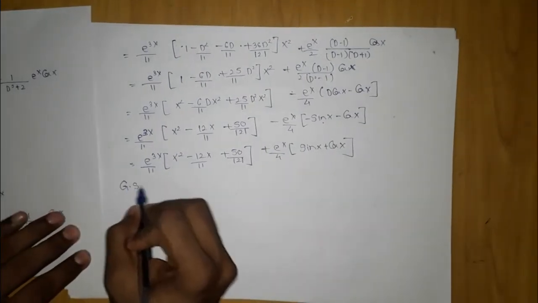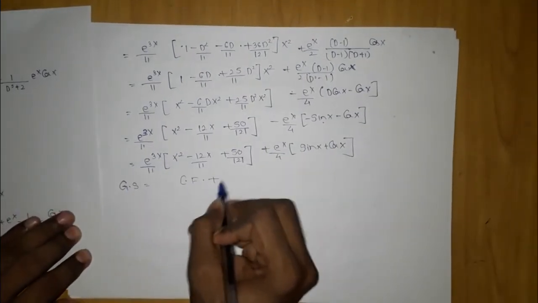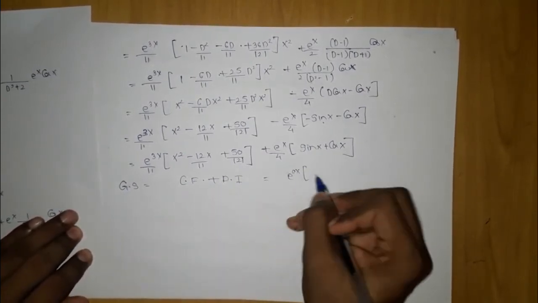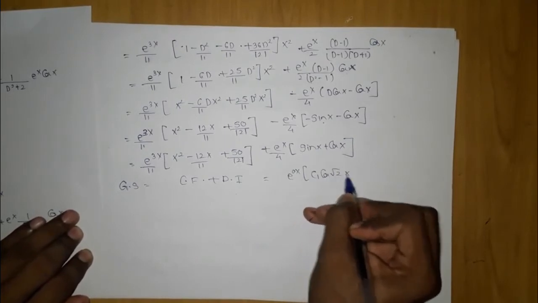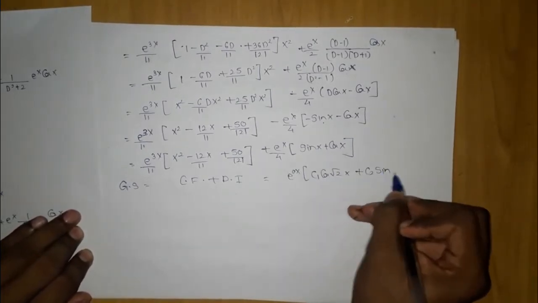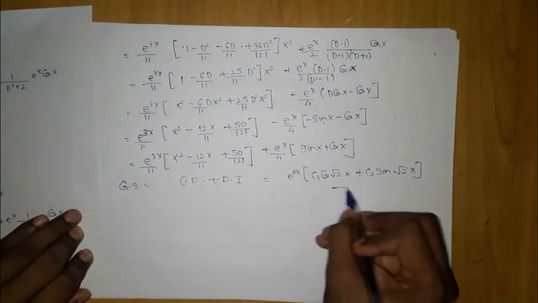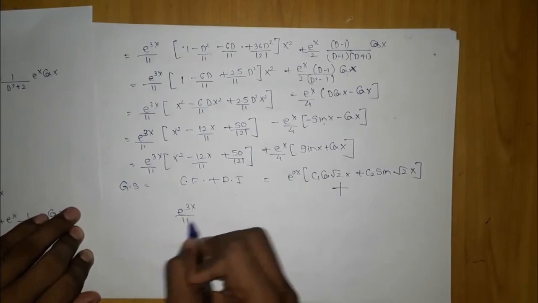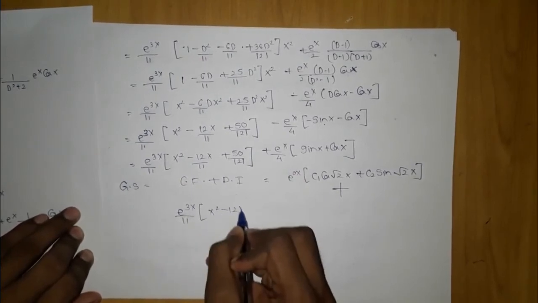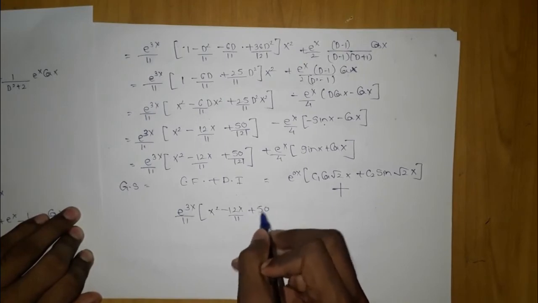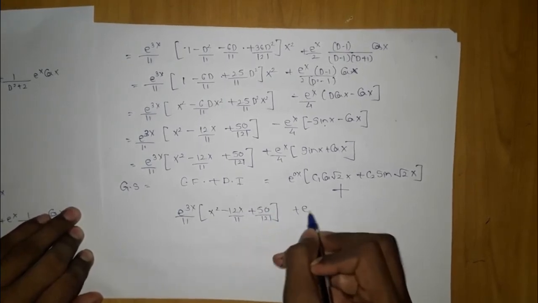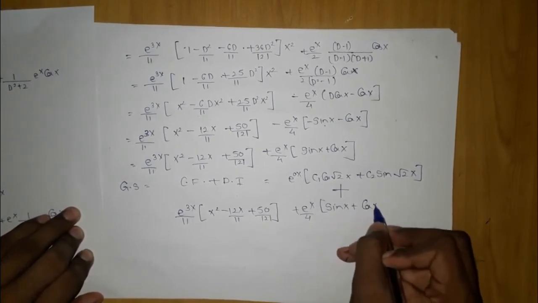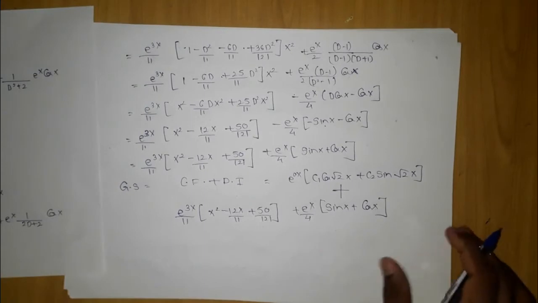Now the general solution is nothing but complementary function plus particular integral. So our complementary function is e to the power 0x bracket c1 cos root 2x plus c2 sin root 2x, plus we are going to write this particular integral, e to the power 3x by 11 bracket x square minus 12x by 11 plus 50 by 121, plus e to the power x by 4 bracket sin x plus cos x. So this is our required answer. Hope you have understood each and every step.